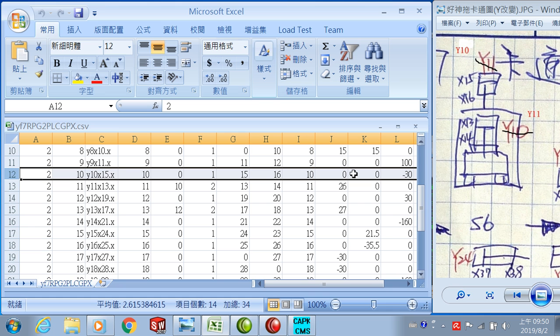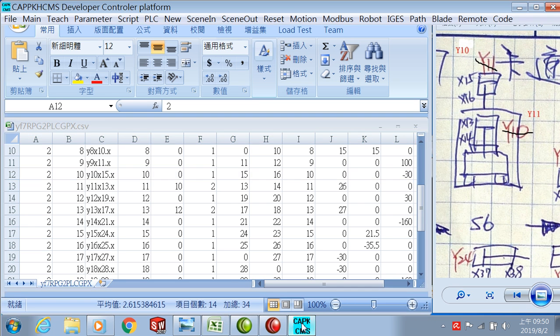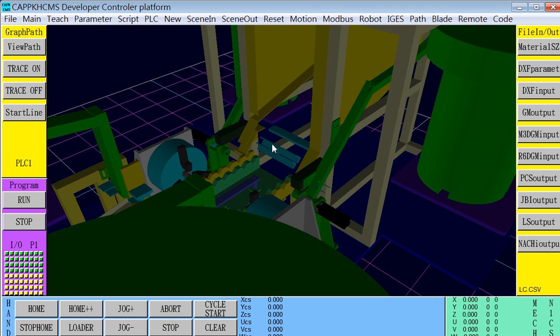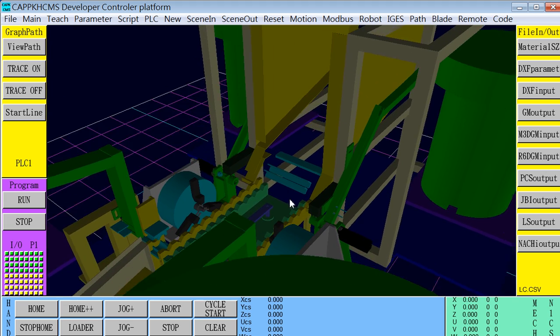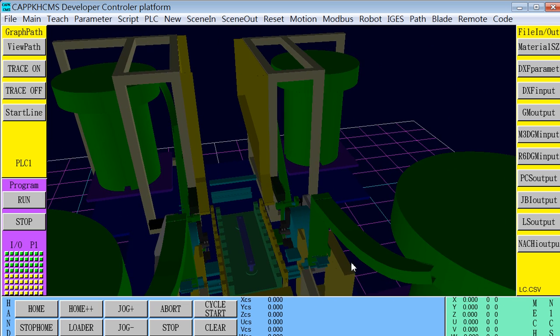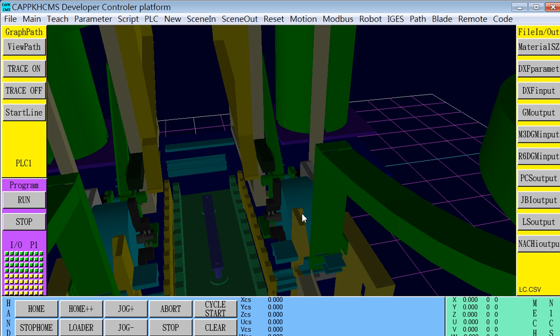Okay, let's see Y10. Watch this one. Moving 30. Y10 on. Moving 30. Y10 off. Back. On. Back. On. Back.